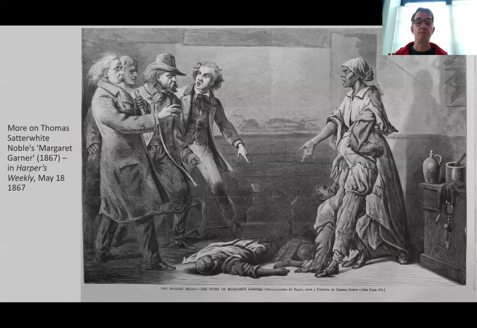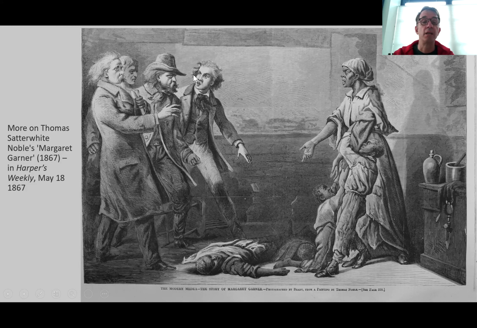Here is that particular work that the Harper's Weekly article is talking about, Thomas Satterwhite Noble's painting, here represented as an engraving called Margaret Garner from Harper's Weekly, May 18th, 1867. So you will see here Margaret Garner looking across at the slave catchers. She is pointing down to 2 killed children. We have 2 other children holding onto her, either to plead for their lives or to try to get away from the slave catchers. It's a little ambiguous, which I think is something we can talk about in class.